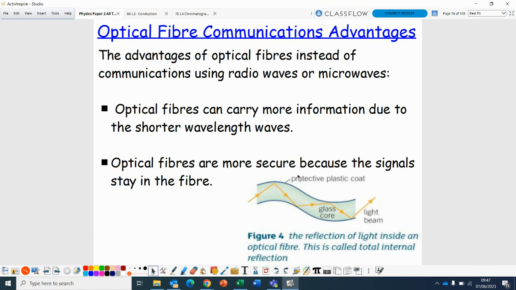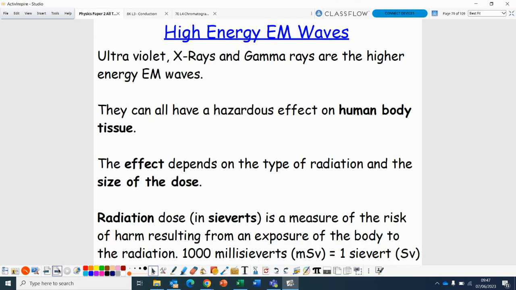But it's also secure. Because the light can't escape the actual beam, it stays in the fiber, making your information secure. High energy electromagnetic waves are the ones that have more of a danger to the human body. You need to make sure you know the radiation doses in sieverts.